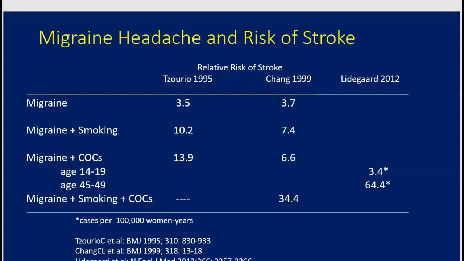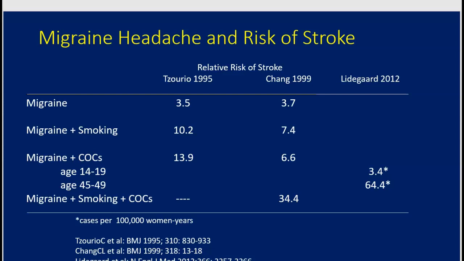And if you add in birth control pills, although Chang did not show a substantial difference, certainly Tesorel did, almost 14-fold. And then if you have migraine, smoking, and combination products, you can see, at least in Chang's study, there is a substantial increase in the risk of stroke.